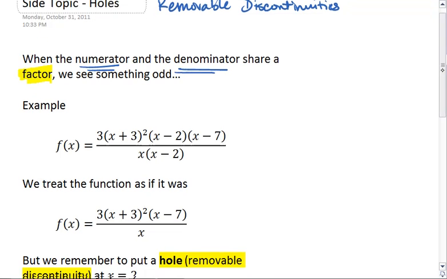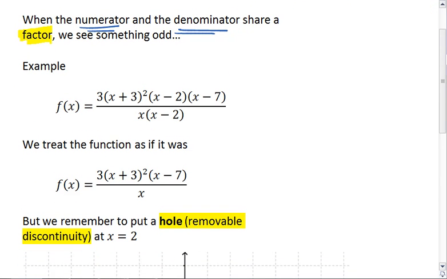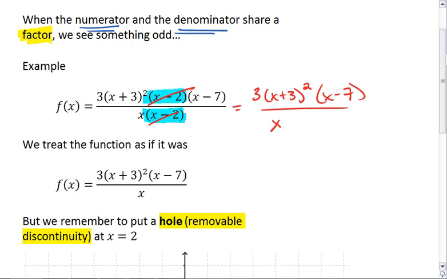something odd happens. For example, we have f of x equals 3 times the quantity x plus 3 squared times x minus 2 times x minus 7 all over x times x minus 2. The numerator has a factor of x minus 2, and so does the denominator. We could imagine that we cancel these two values out, leaving us with 3 times x plus 3 squared times x minus 7 all over x.